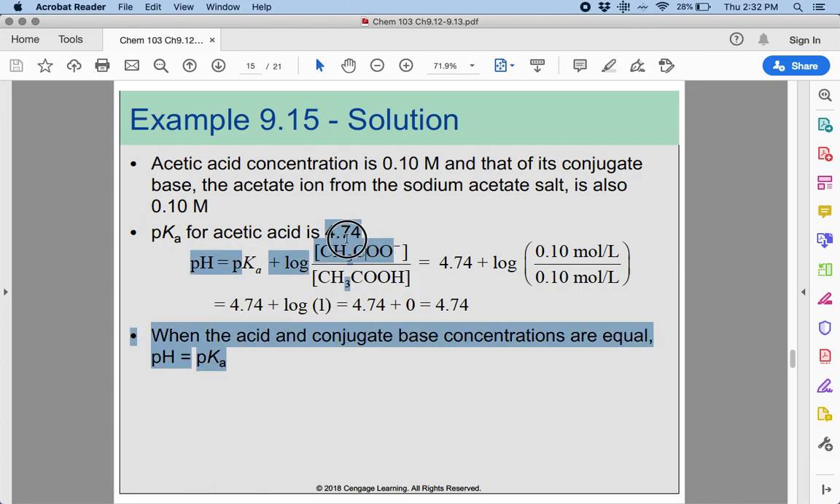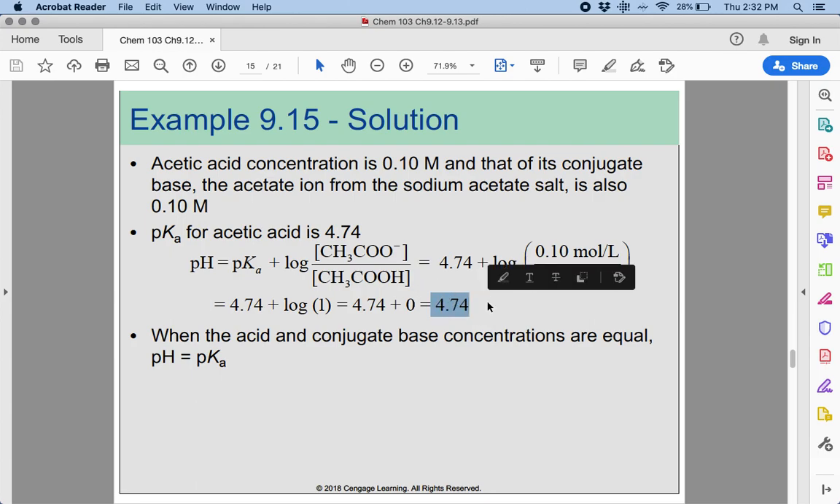The pKa for acetic acid, if we looked it up, is this number here. So what we have going on, this is our B minus on top, our conjugate base to our weak acid. So the concentration of CH3COO minus, the acetate ion, on top, and the concentration of our acetic acid on the bottom. Basically we would plug and chug for the pH of this. The 4.74 came from our resources, our textbook. The log of this divided by this, so the log of 1 is 0, so our pH would be 4.74. When the acid and conjugate base concentrations are equal, the pH will always be equal to the pKa.